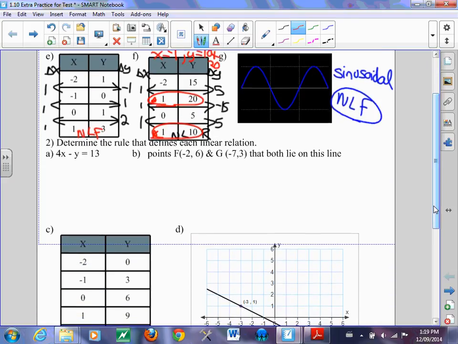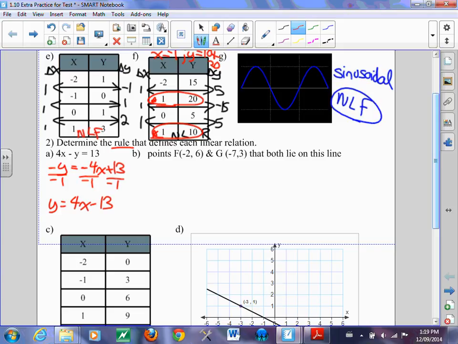Okay, number 2. Determine the rule that defines each linear relation. First of all, we know this is linear because there are no exponents, but we want to get the rule, so we're going to put it in the form y equals mx plus b. Currently we've got negative y on this side, so we move everything else over: negative 4x plus 13. Then to get y by itself, since it's negative y, you divide each term by negative 1. So y equals 4x minus 13.